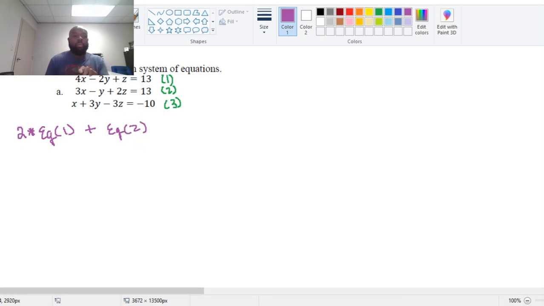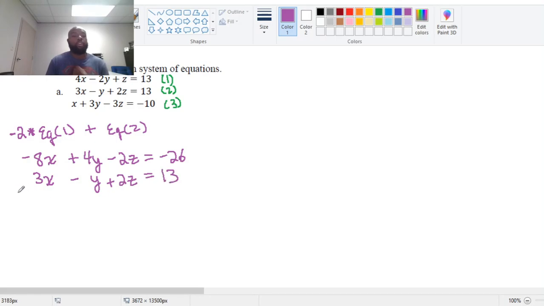Actually, I'm going to multiply everything in equation 1 by a -2, because I need that to be a -2 in order to eliminate that variable when I add them together. So I'll get a -8x plus 4y minus 2z equals -26. My second equation, I'm going to keep exactly the same so that I see that I have my opposite coefficients in front of that variable. When I add those together, I get a -5x plus 3y equals -13.